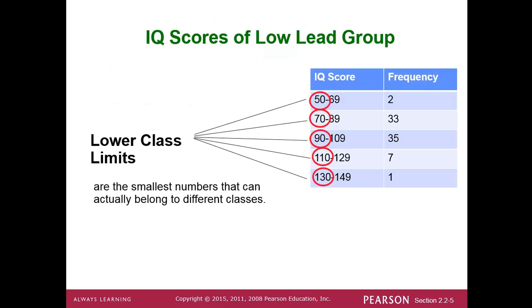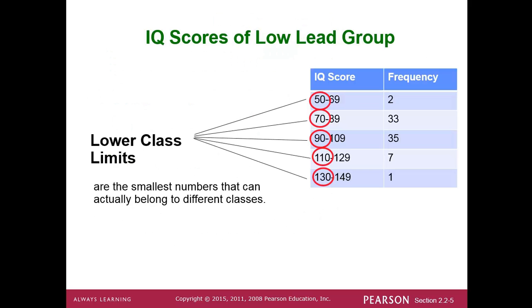So for example, we're going to take a look here at a set of data. I've put together a group of data here about IQ scores. These are for children with low levels of lead in their blood and their resulting IQ score. We're also looking at the frequency. So for example, if you look at this class on the slide, you'll see that there were 33 children whose IQs fell between 70 and 89.